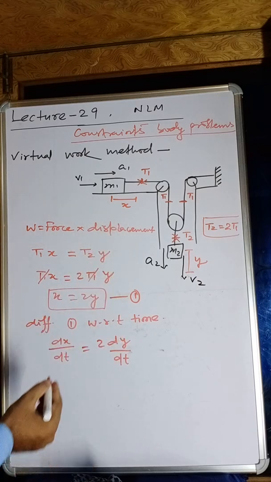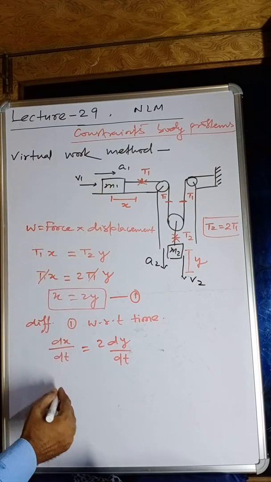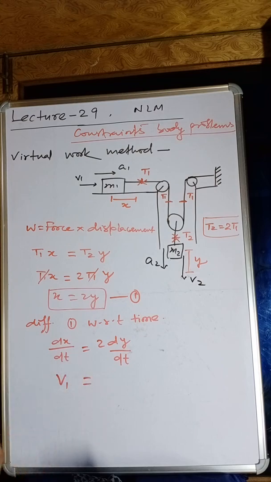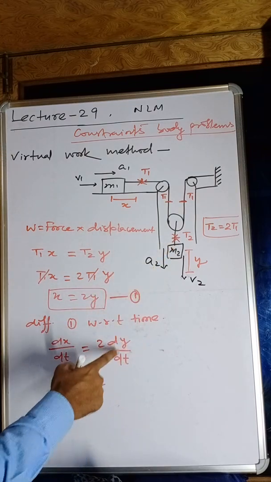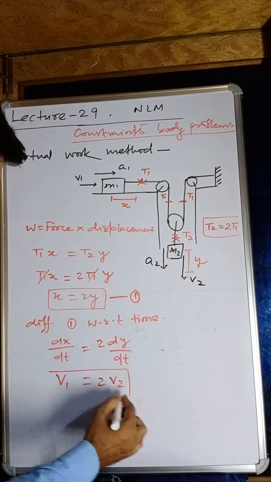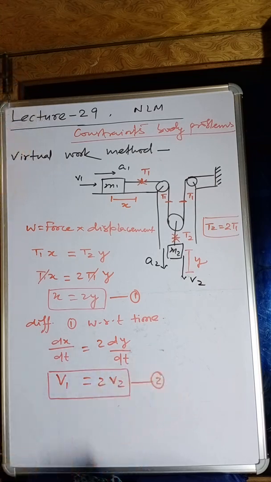What will happen? Here dx by dt, the rate of change of position of this body with respect to time, will give you the velocity, and it is V1. It is equal to twice the relation of dy by dt, the velocity of this one, that is V2. Okay, so this is the very important second equation.